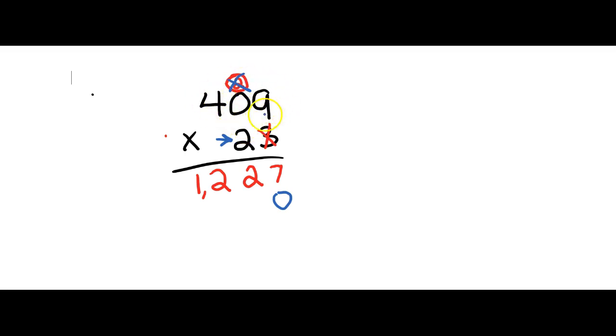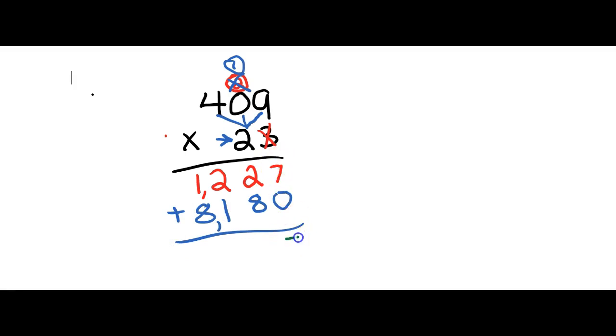Now I'm going to do the same thing. I'm going to multiply the top number starting with the ones place. 2 times 9 is 18. Put down the 8, carry the 1. 2 times 0 is also 0, but I have to add back in that 1. 0 plus 1 is 1. Now 2 times 4 is 8. So if I multiply 409 times 20, I get 8,180.